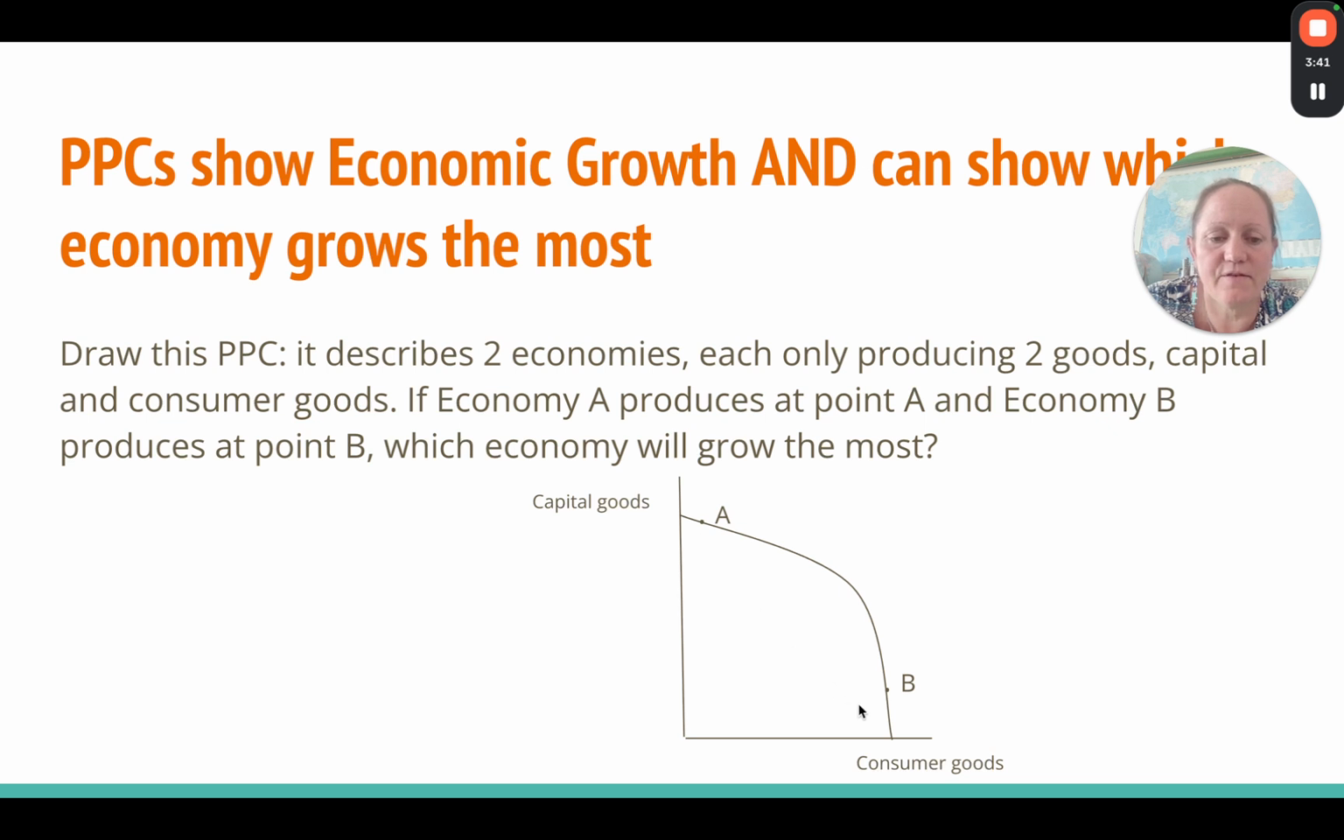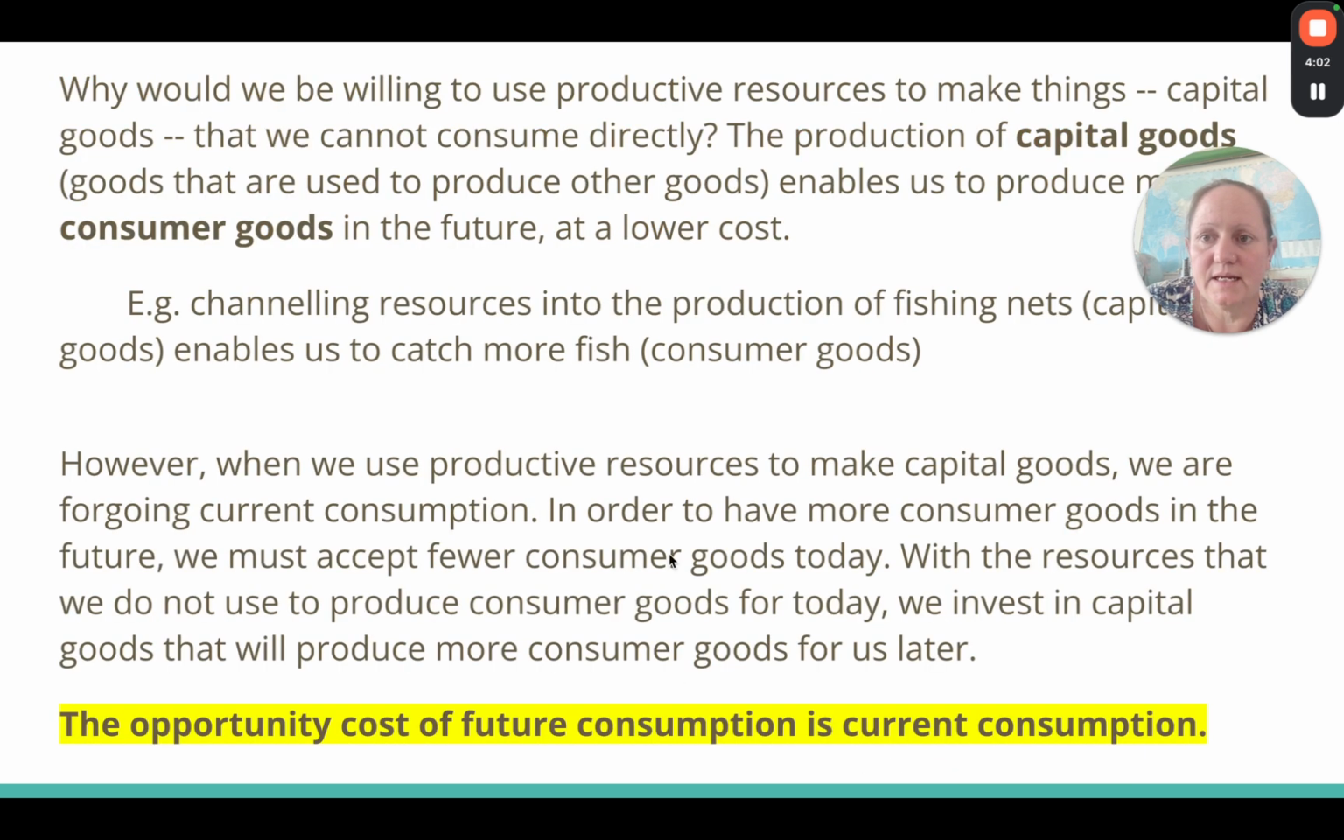And if, for example, you focus your economy like economy B on just producing fish, you'll have lots and lots of varieties of fish in your market, but you won't grow. But if you take a few hours of your day to produce capital goods, then you're going to make a fishing net, and tomorrow you'll be able to catch more fish than you will today. And this is all explained here.